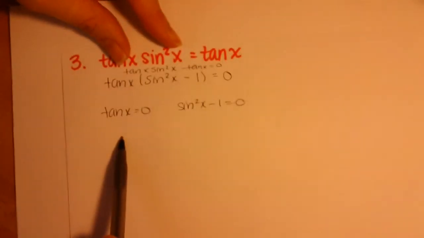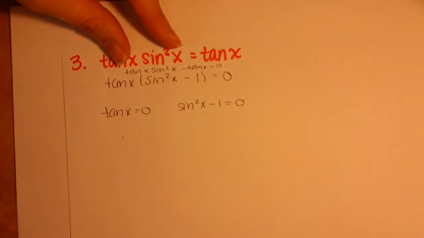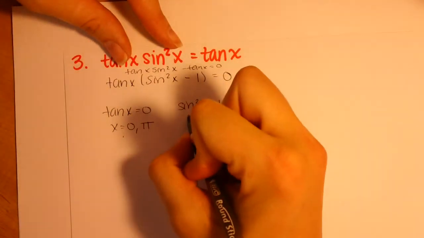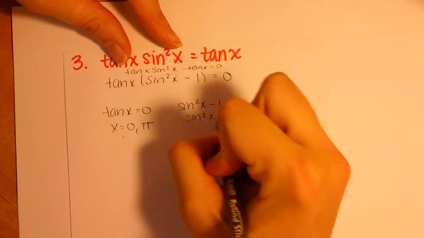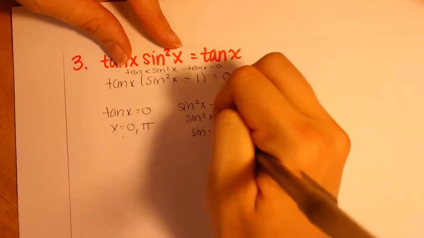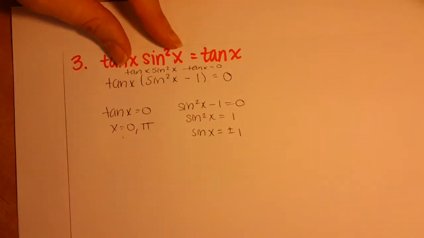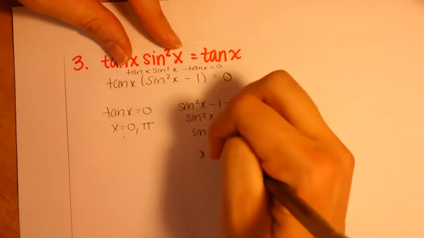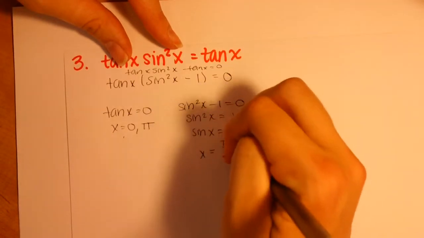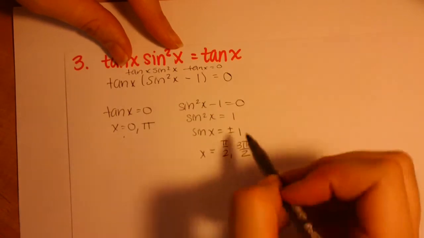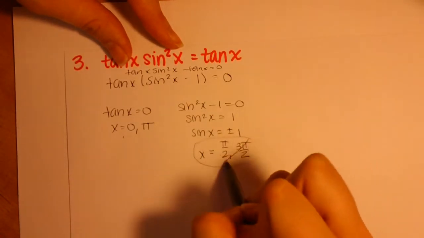And we know tangent of x equals 0 when sine is 0, so our x is 0 and pi. Here we can solve sine squared x equals 1, take the square root, sine of x equals plus or minus 1. So then here, plus or minus 1 is at pi over 2 and 3 pi over 2. But remember, tangent is undefined here, so we can't use this.